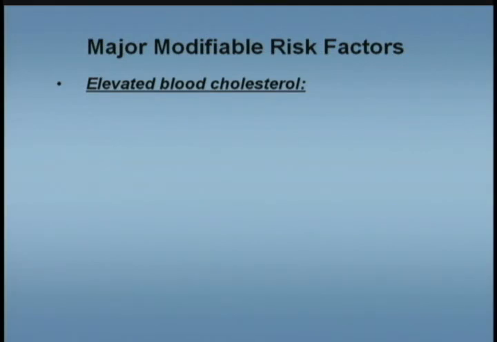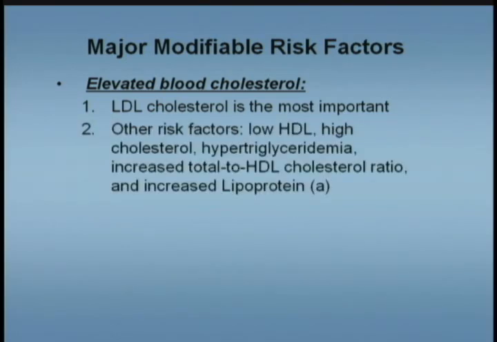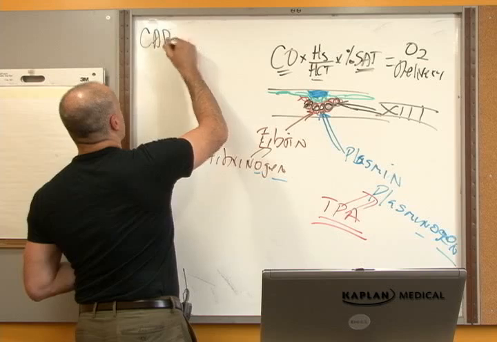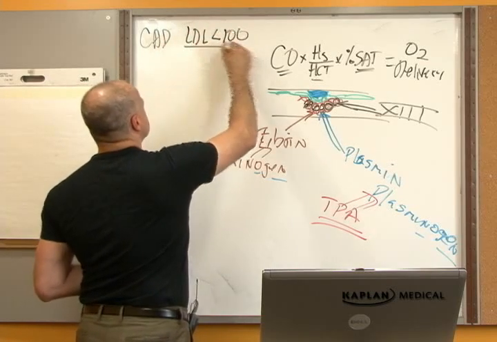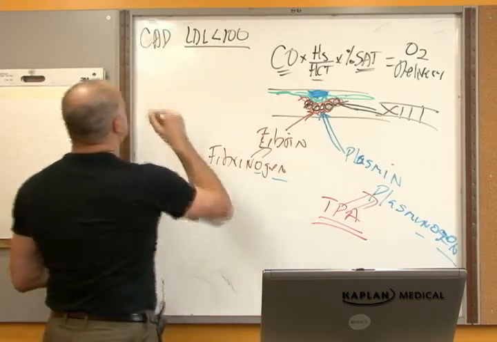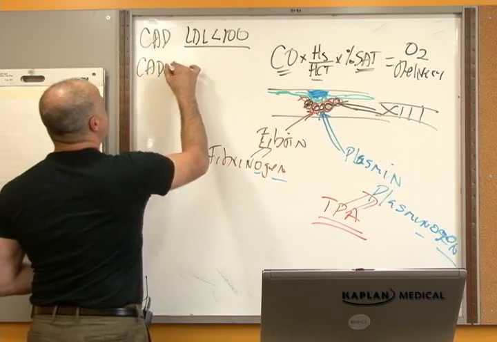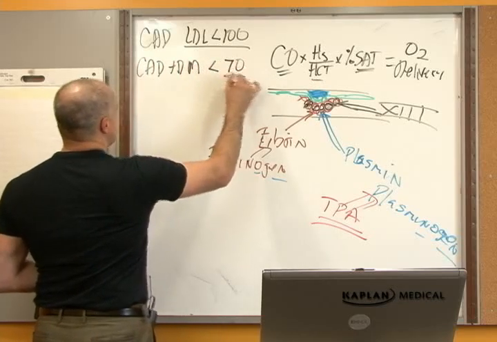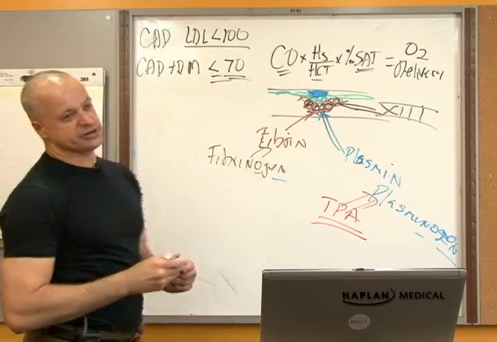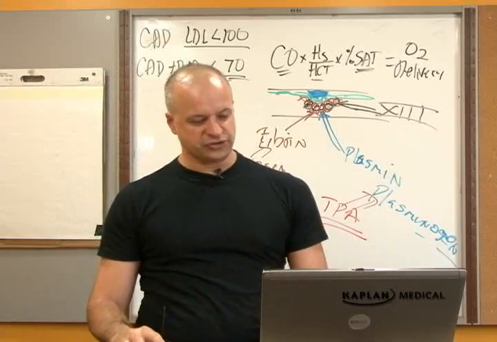Okay, so blood cholesterol. If you have a person with coronary artery disease, the goal of an LDL is less than 100. Now, if you have coronary artery disease and diabetes, the goal is less than 70. However, if it's coronary disease alone, the goal is less than 100.